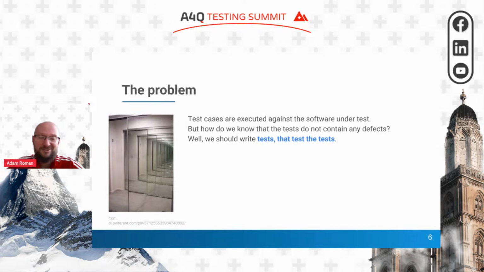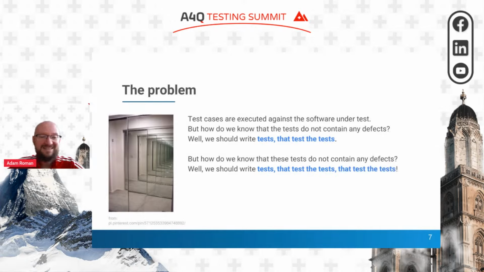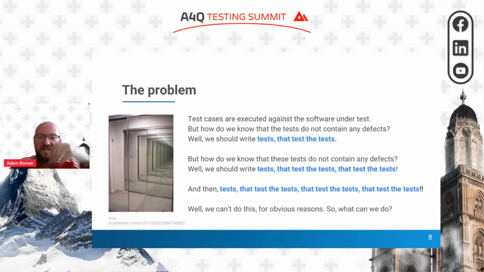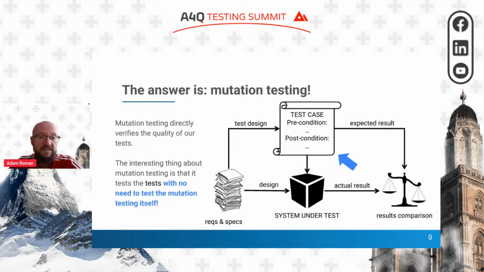So the next natural step would be to write tests that would test the tests that test the tests. And ad infinitum, right? Then we should add tests that test the test, that test the test, and so on, right? So of course it's impossible. We can't go to infinity with this process. But the problem remains, right? The test cases may contain defects. So what can we do about it, right? And the answer is mutation testing.